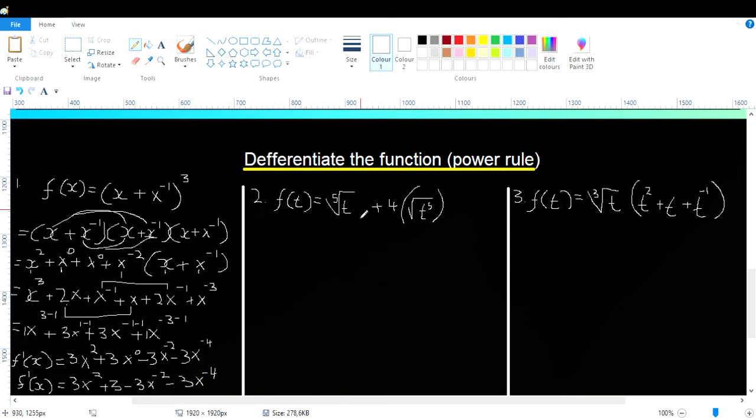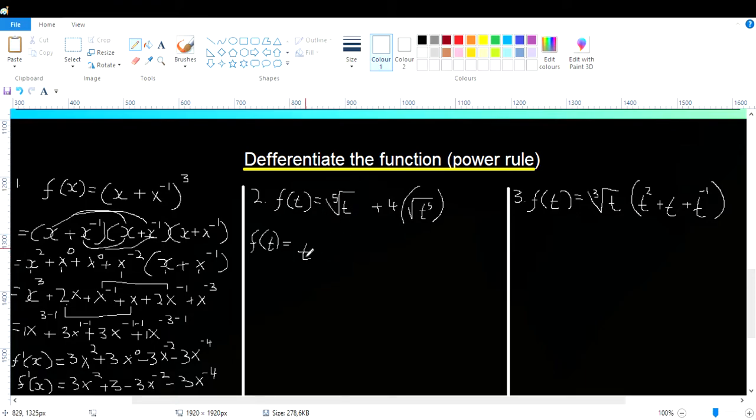Okay, let's do number 2. Here we are going to differentiate in respect of t. First step here, let's try to simplify this function. F of t, here we have t. Let's get rid of the roots.